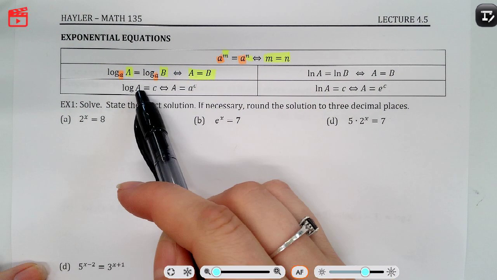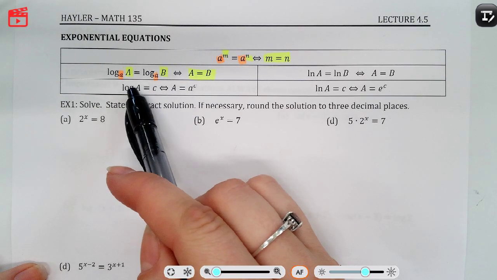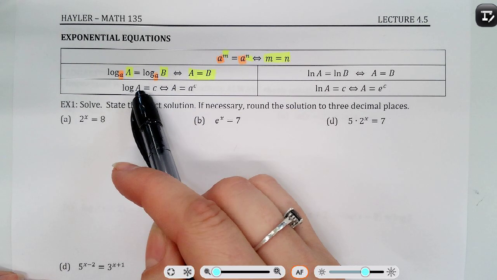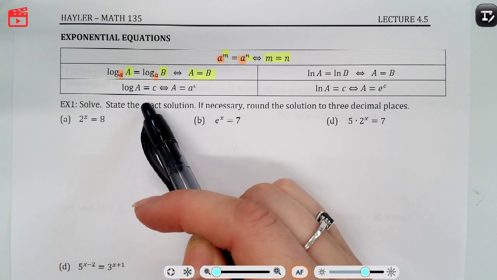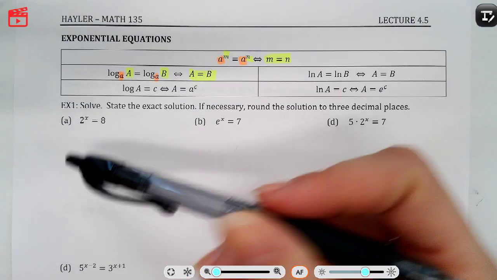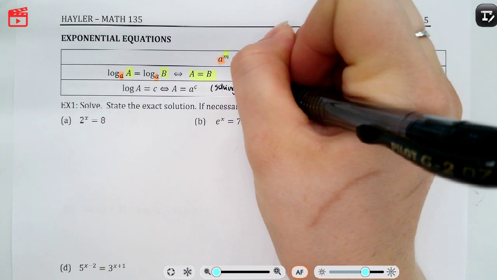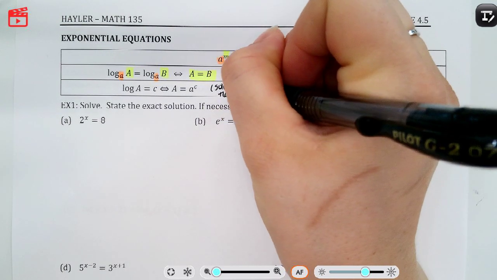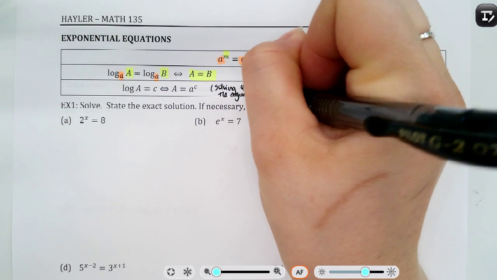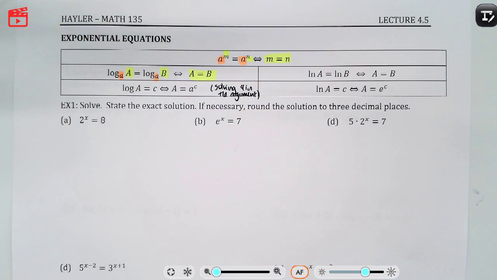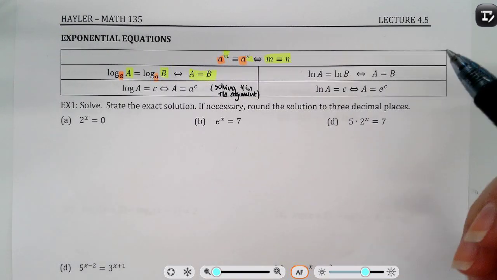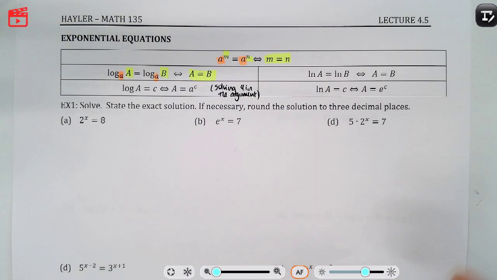And then here, if we see log base, in this case base 10, of a equal to c, and we're trying to solve for what's in the argument, then we just convert it to exponential form. So if you're trying to get to your variable, which is inside the argument, you switch to exponential form. And the same thing can happen with natural log.